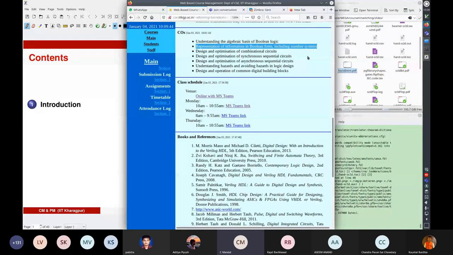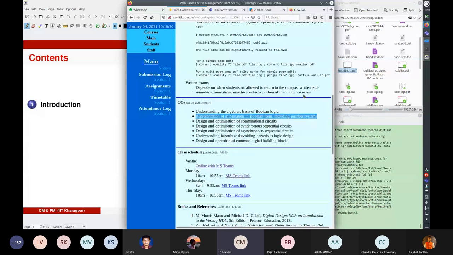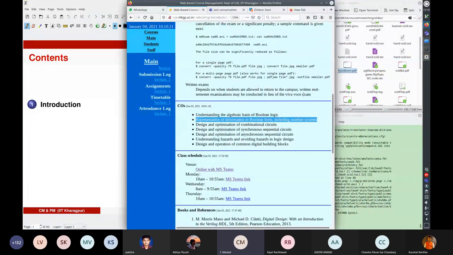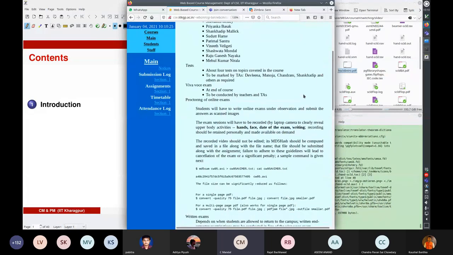We'll study hazards when we get there. And then, of course, we'll be looking at design of common digital building blocks such as counters, shift registers, barrel shifters, etc. So these are the outcomes that I could think of for this course. We should be able to do all this as the course progresses. Now, this is an important aspect. This is the conduction of the course.